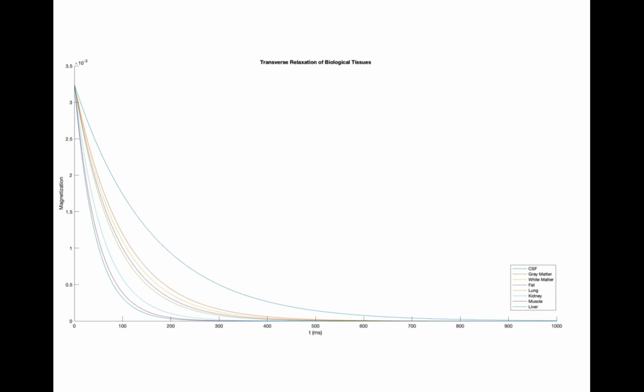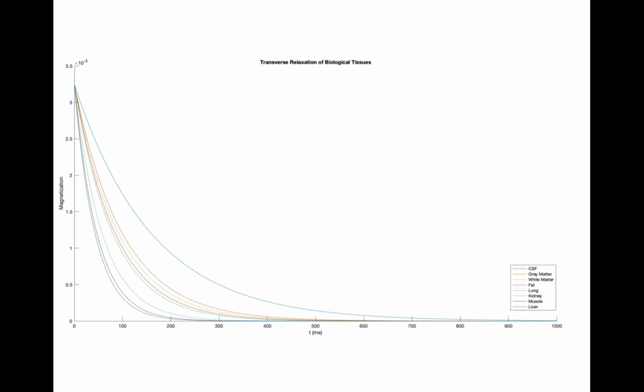This plot is for the transverse relaxation of different tissues. When we observe the results of the transverse magnetization, it can be observed that CSF has the slowest decay compared to others, whereas it had the fastest rise in the previous case. Liver tissue has the fastest decay in this case. They all start from the same point but decay differently according to their T2 values.